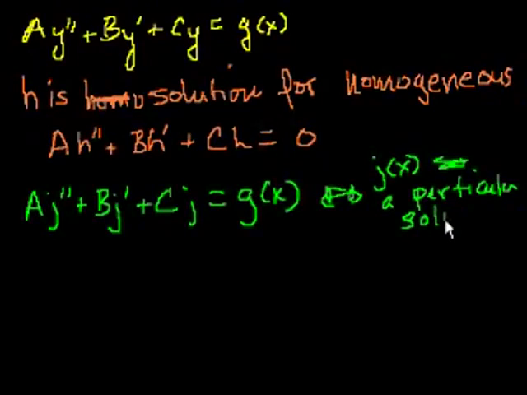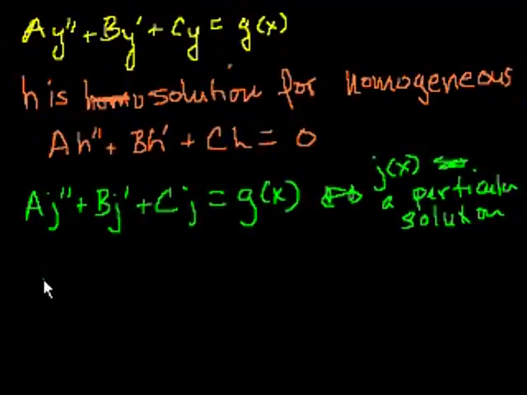Now what I want to show you is that j of x plus h of x is also going to be a solution to this original equation, and that it's the general solution for this non-homogeneous equation. And before I just do it mathematically, what's the intuition? Well, when you substitute h here, you get 0. When you substitute j here, you get g of x. So when you add them together, you're going to get 0 plus g of x, so you're going to get g of x here, and I'll show you that right now.